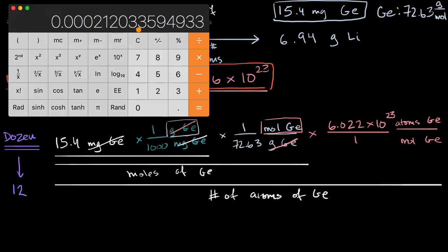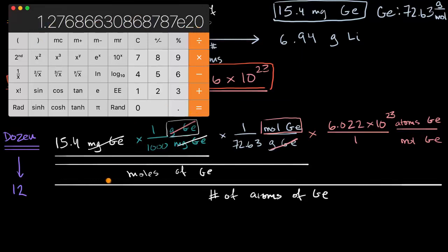And if we want to figure out the number of atoms of germanium, we'll then multiply that times Avogadro's number. So times 6.022 times 10 to the 23rd, and this EE button means times 10 to the EE 23rd power. So that's how you do it on a calculator. And then that gives us this many atoms.